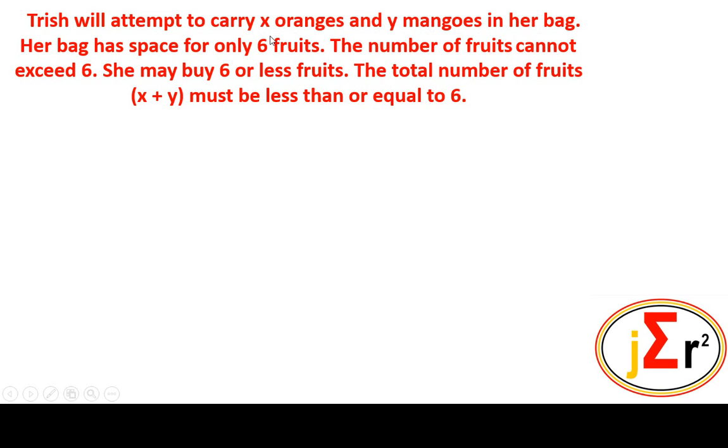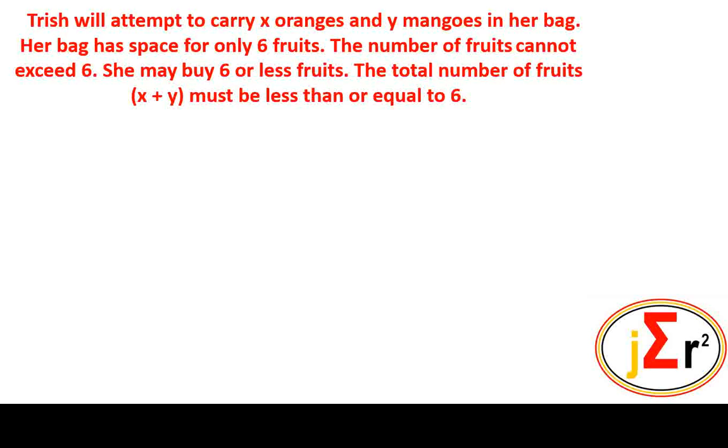How many oranges? X. How many mangoes? Y. She is attempting to carry X mangoes and Y oranges in her bag. Her bag has space for only 6 fruits. The number of fruits therefore cannot exceed 6. It must be less than or equal to 6. She may buy 6 or less fruits.